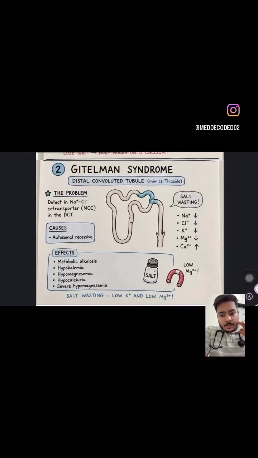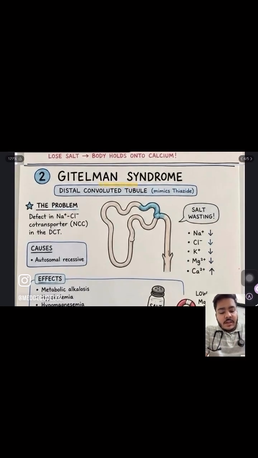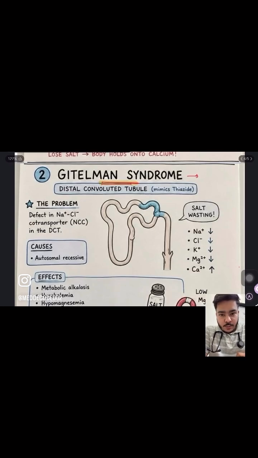Today we are going to talk about a syndrome, continuing with the series, that is the Gitelman syndrome. Okay. So now, as we saw in Fanconi syndrome, the defect was in the proximal convoluted tubule. So in Gitelman syndrome, the defect is in the distal convoluted tubule.